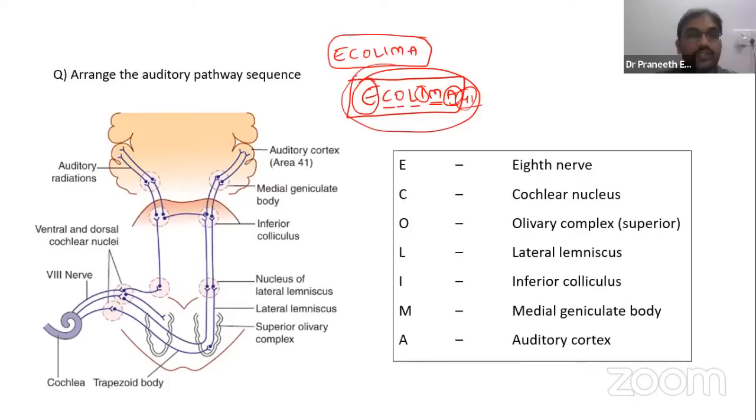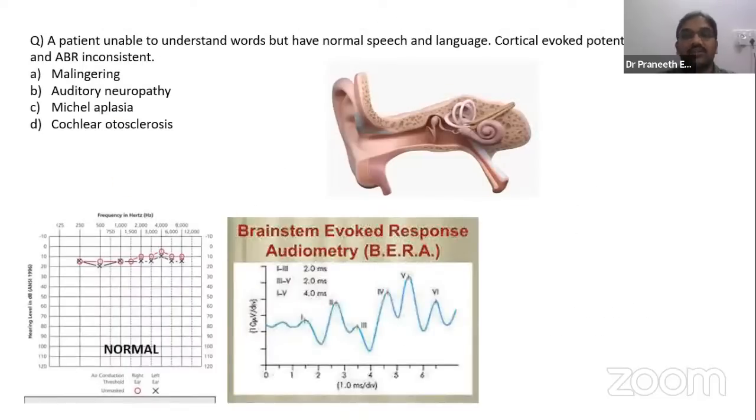So now going to the next question. So this was a little bit tricky, definitely. See, try to get the clues the examiner is trying to give you. He's actually guiding you towards the answer. See, a patient is unable to understand the words, but has normal speech and language. So with this line, the examiner wants to tell us that the patient has developed the hearing defect later on, not by birth. So this is not at all a congenital defect.